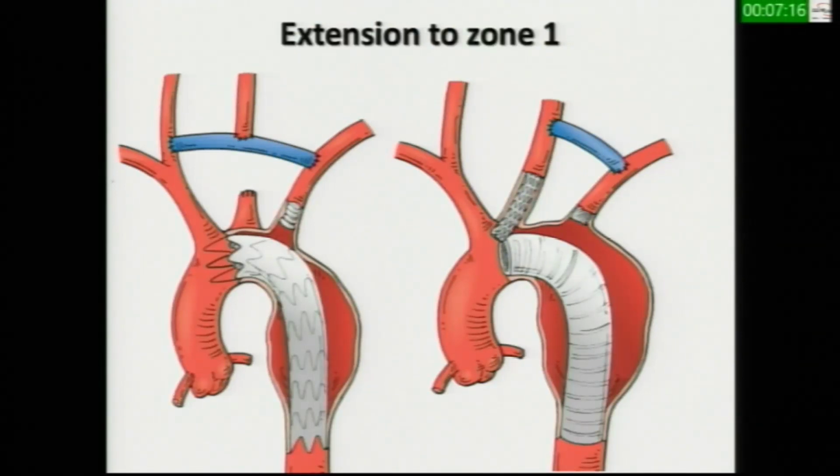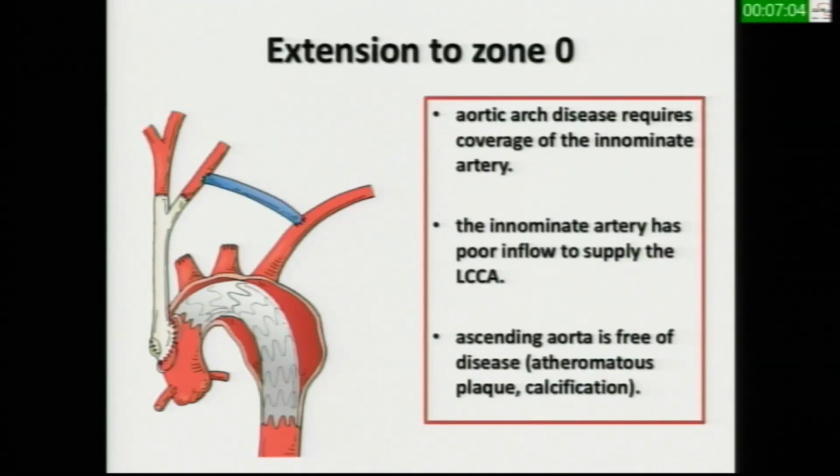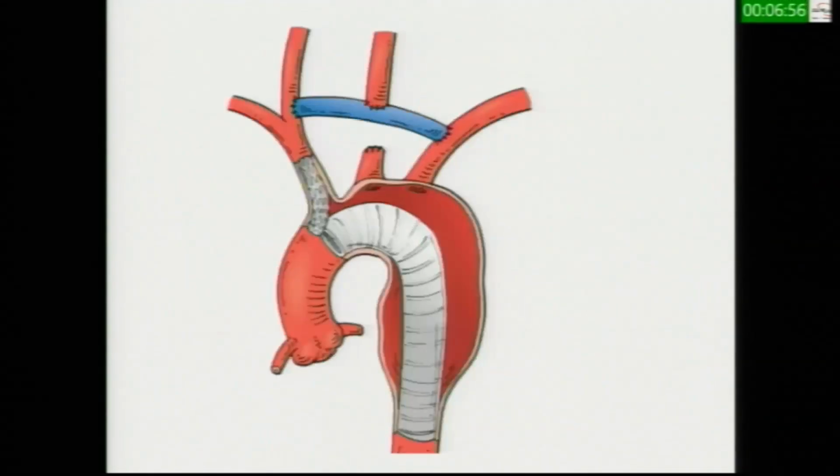We can extend the procedure to zone 1 by doing a carotid subclavian bypass, or by doing a chimney to the left carotid and carotid subclavian bypass only. We can extend the procedure to zone 0 by doing a mini sternotomy and a bypass from the ascending aorta to the innominate and the carotid artery with carotid subclavian bypass. Or we can avoid the sternotomy by doing a chimney on the innominate artery and a carotid subclavian bypass.